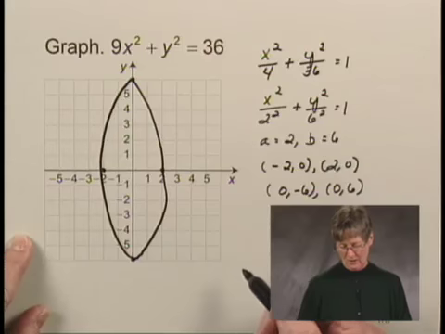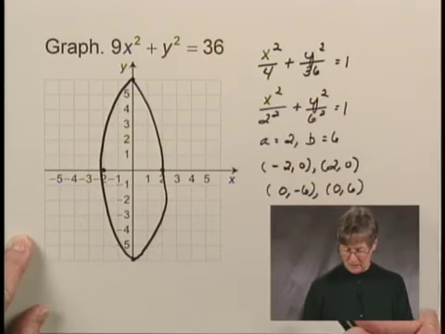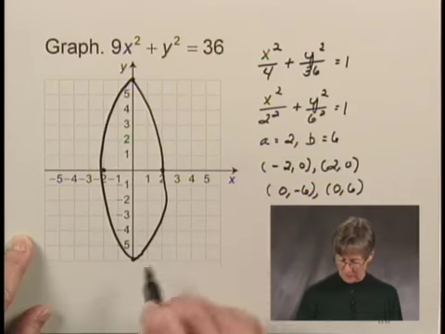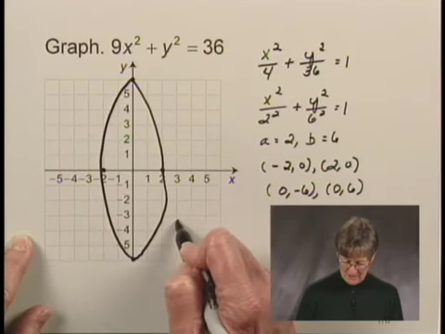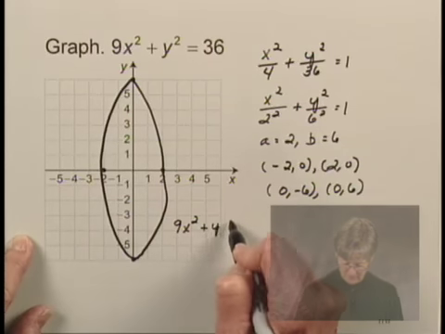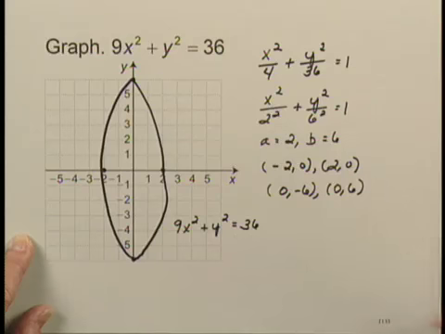And this graph should actually be a little less pointy at the top and a little more smooth down here. But this gives you an idea of the shape of the curve, and it tells you how to go about producing the graph. And the last thing that we'll do here is to label the graph with the equation 9x squared plus y squared equals 36.